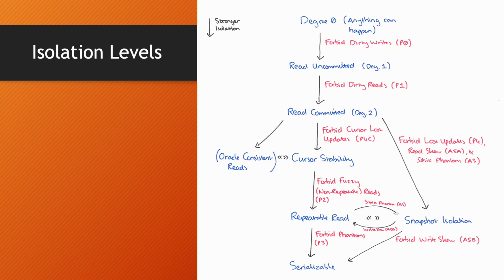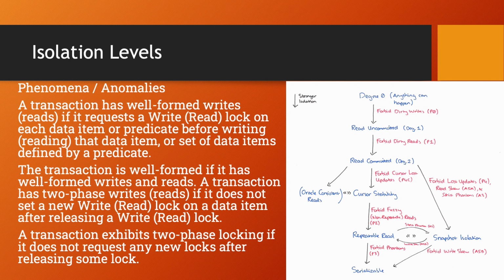And then we have arrows from read committed to consistent reads, which is incompatible with cursor stability. Then we have a right-hand arrow where we forbid lost updates, that is P4, forbid read skew, and don't allow phantoms, A3, then that leads to snapshot isolation, and we forbid write skew, and that leads to serializable. It's a bit complicated. So let's talk more about isolation levels.